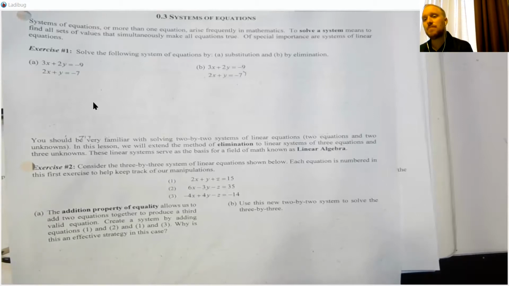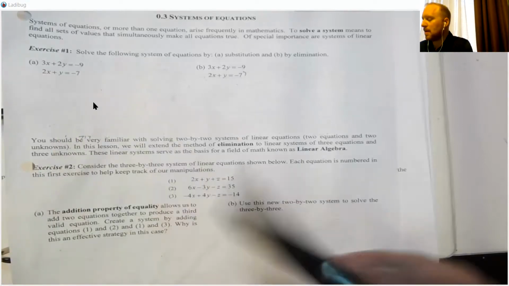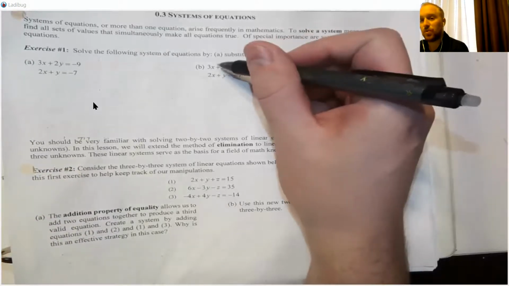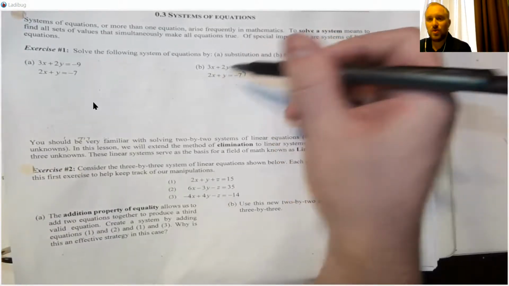But what I'm going to do is start off by showing you the different methods, substitution and elimination, with a 2x2. A 2x2 system of equations is where we have two variables and then we have two equations.